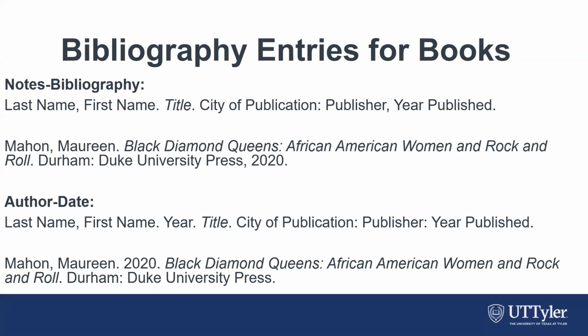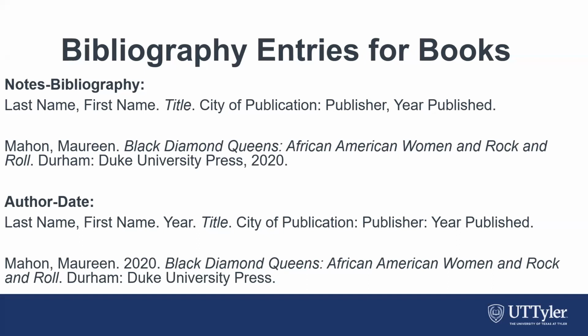So in this format for notes and bibliography, I try to give the format and an example of how that would be. In notes and bibliography, you start off with the last name, comma, first name, period, title, which is italicized, period, city of publication, colon, publisher, comma, year published, period. This is how you would do it in the bibliography, the very last thing for your references at the end of your paper. And right here is how you would cite Mahan's book in notes and bibliography.